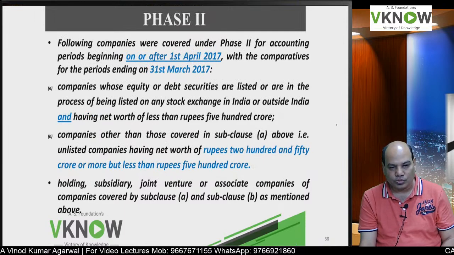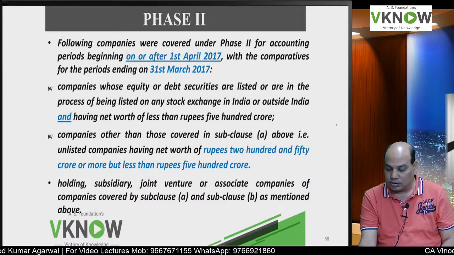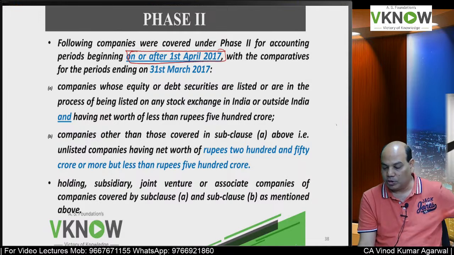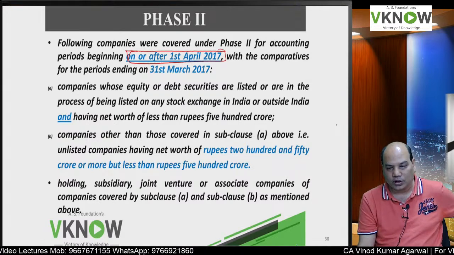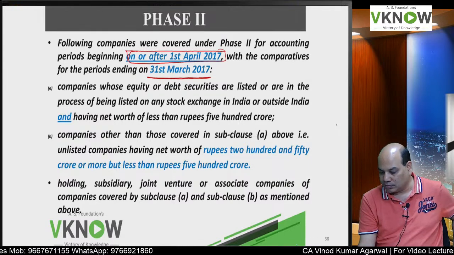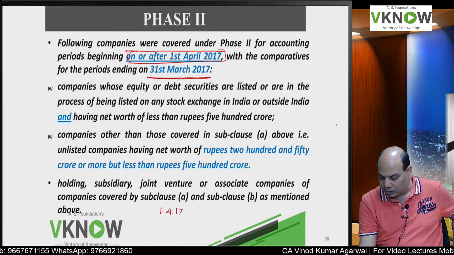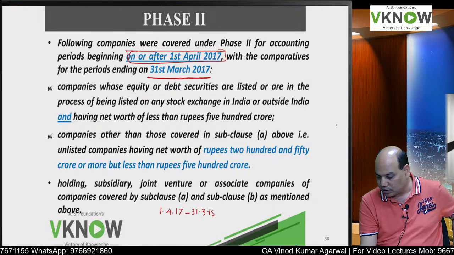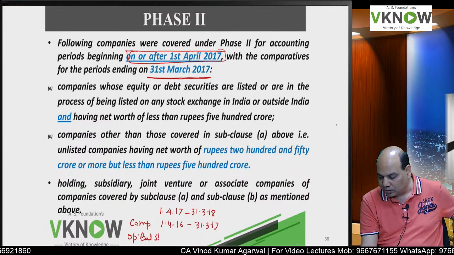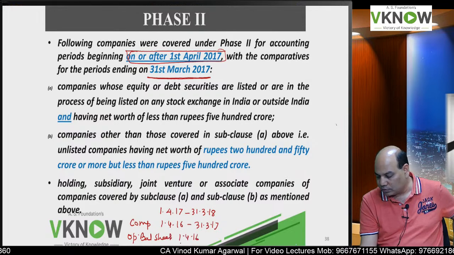Now let us come to phase 2. Phase 2 means the companies which were covered under phase 2 for accounting period beginning on or after 1/4/2017, and they will have to give a comparative of 31st March 17. So their financial statement will be 1/4/17 to 31st March 18. Comparative will be 1/4/16 to 31st March 17, and opening balance sheet will be given as of 1/4/16.